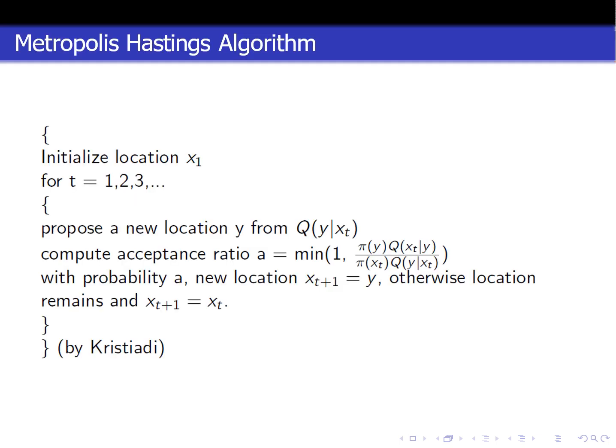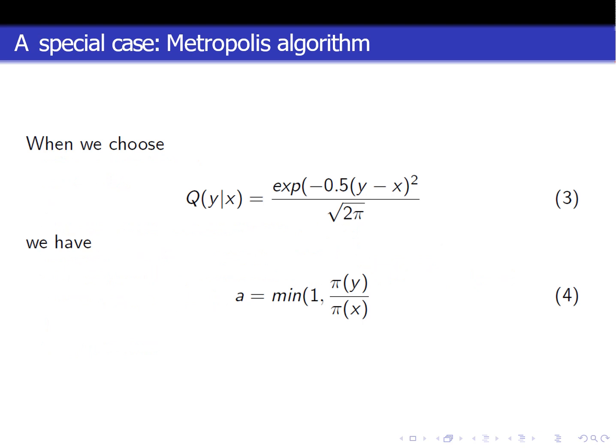Metropolis-Hastings is an algorithm to sample according to distributions. Since we learned it in class, I will go quickly. Below is the set code. A remark: if we choose the transition matrix Q to be the addition of a random number following some standard normal distribution, then the acceptance ratio will reduce, and we get the Metropolis algorithm. We will use it in our code.